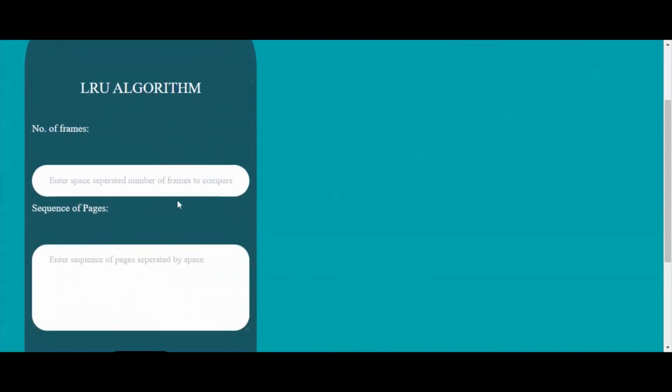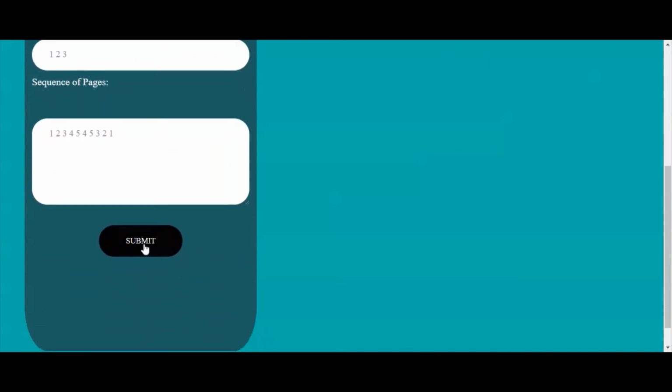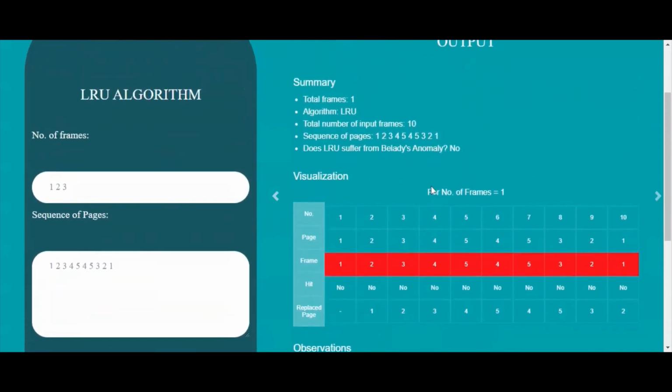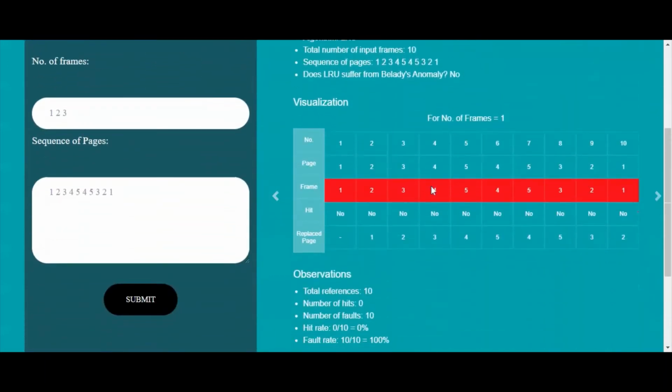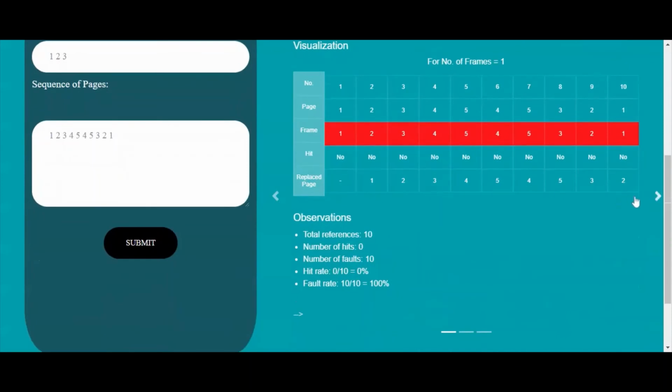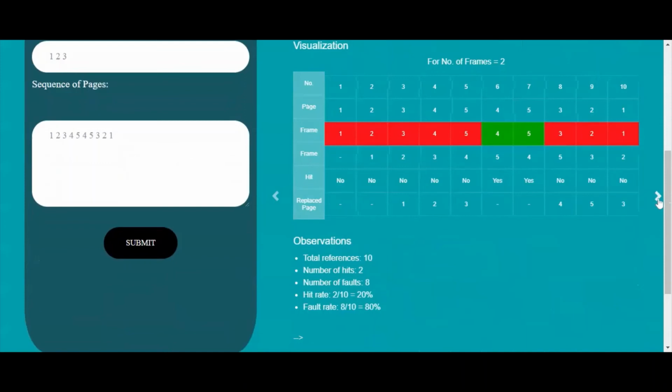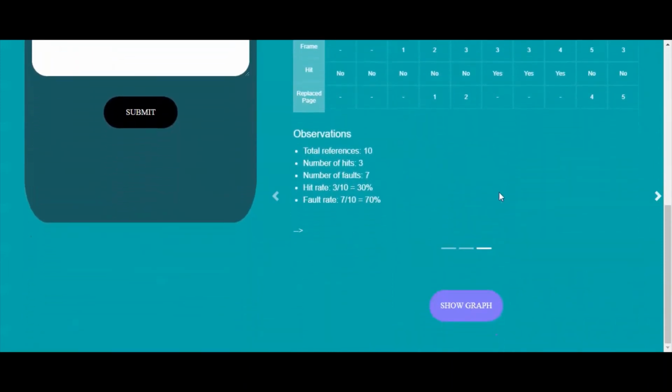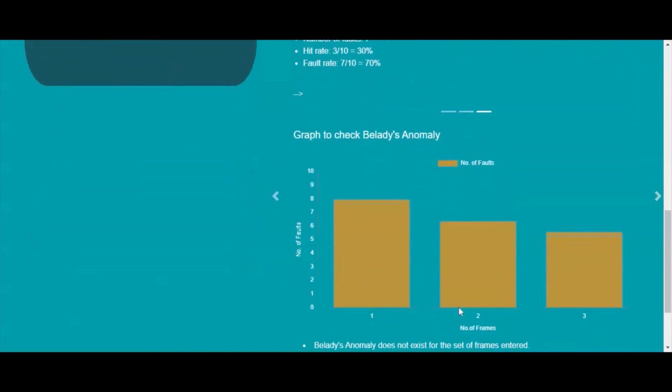Okay, now let's try to compare and enter more numbers of frames, say 1, 2, and 3, for the same input string, like this. Now, when I click on the submit button, as you can see here, we got an output. First, for frame 1, there is a 100% fault rate. For 2, we got 2 hits, and that's why the fault rate is 80%. And later on, it is 70%. Now, showing the graph.